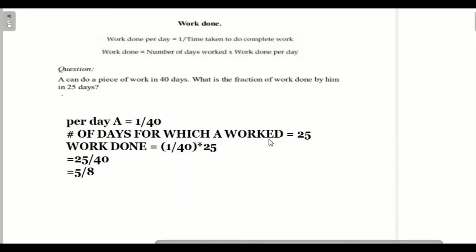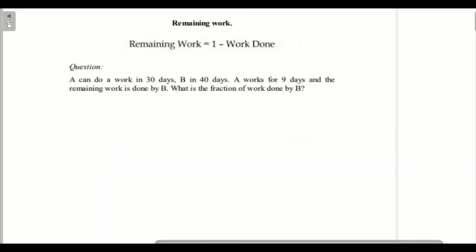Okay, so they have given A can do a piece of work in 40 days. So in 40 days he can do the complete work. So what is the fraction of work done by him in 25 days? So if he worked for 25 days, how much work will he complete? So here is the formula: 1 by 40 into 25 is equal to 25 by 40. So work done has been calculated. So we'll go for the next sum, remaining work done.